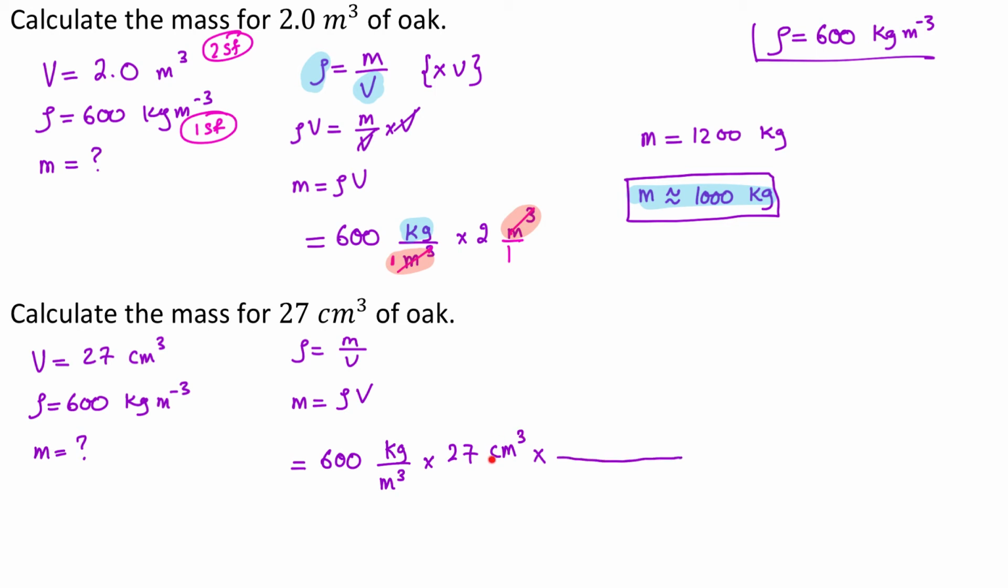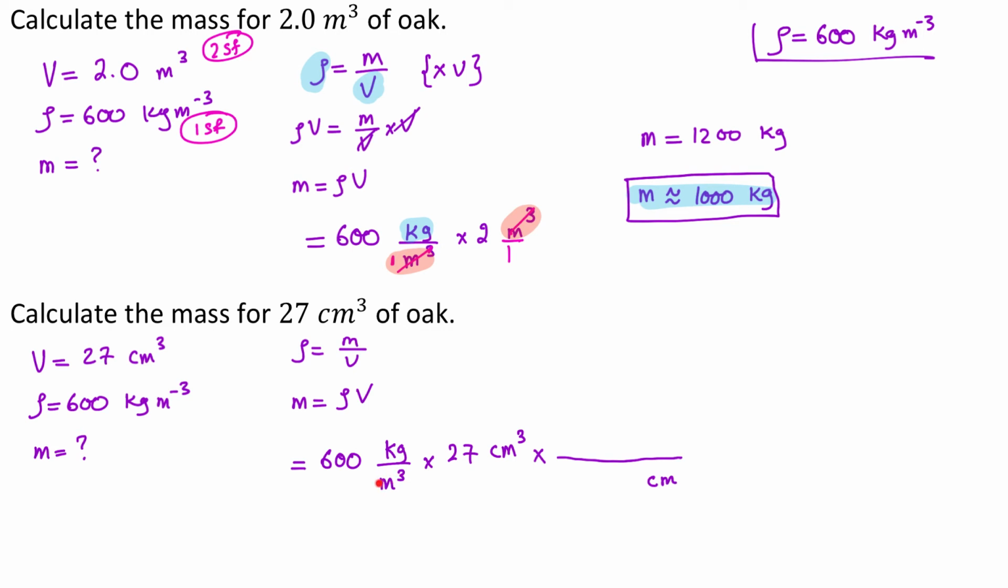I need to get rid of centimeters cubed. Right now it's in the numerator, and in order to get rid of it, I would have to write it in the denominator, because that would mean that I would divide it. For now, I'm just going to write centimeters. We'll take care of the cube in a second.